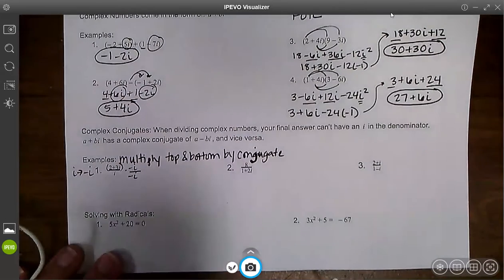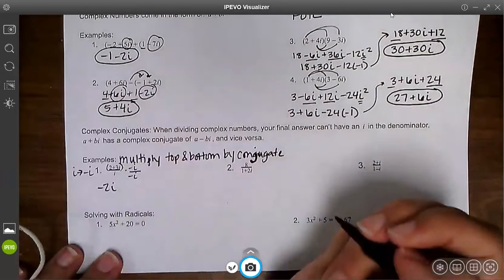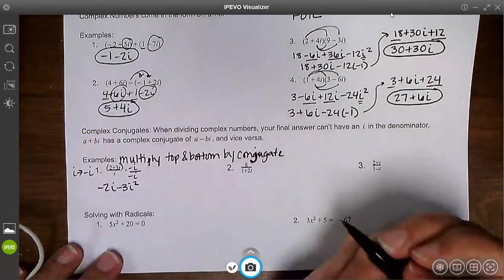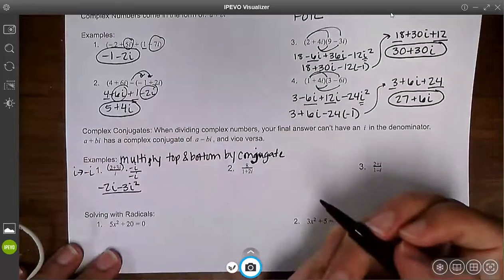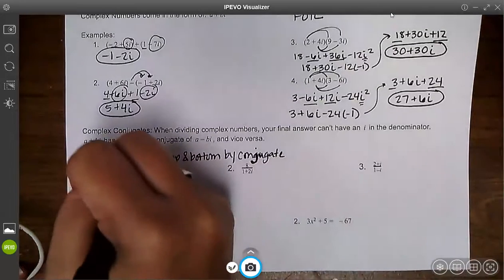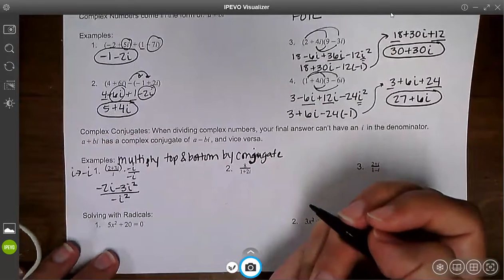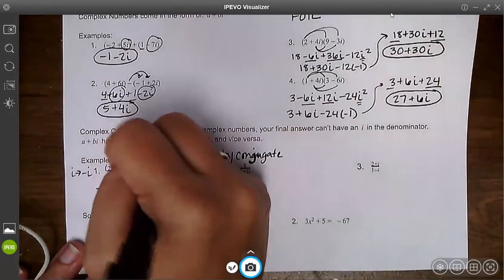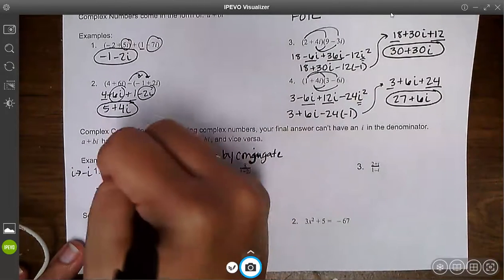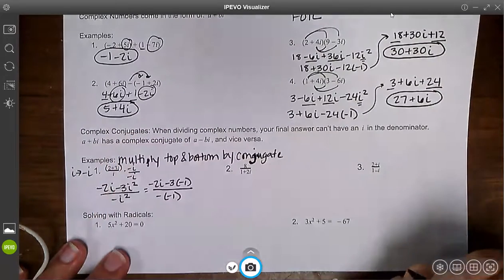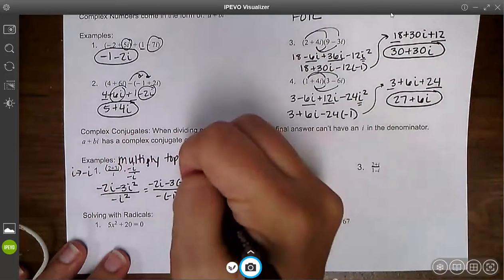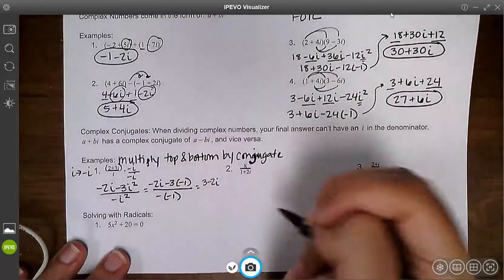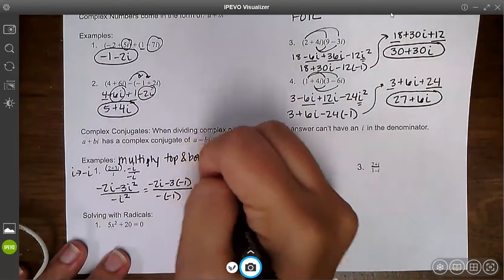So 2 times negative i is negative 2i. 3i times negative i is negative 3i squared. That's the top. And on the bottom, i times negative i is negative i squared. Simplifying that, I have negative 2i minus 3 times negative 1 over negative 1, which is 3 minus 2i on top over 1, which is just 3 minus 2i.